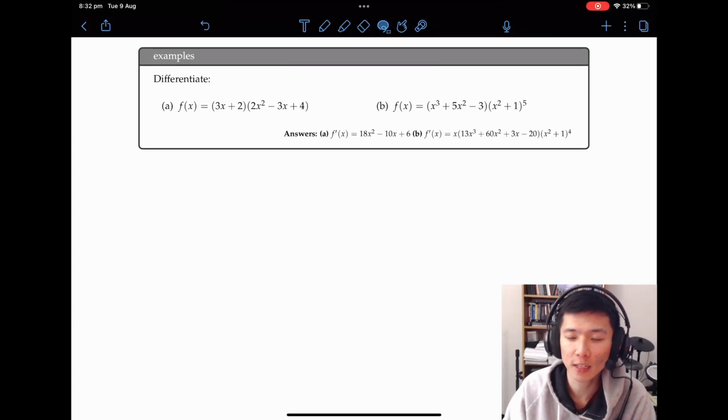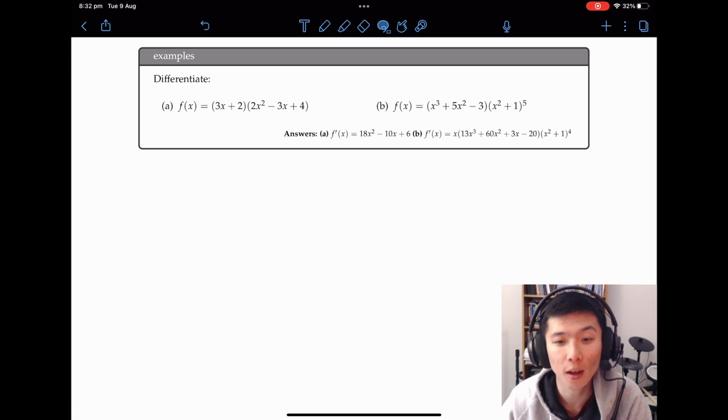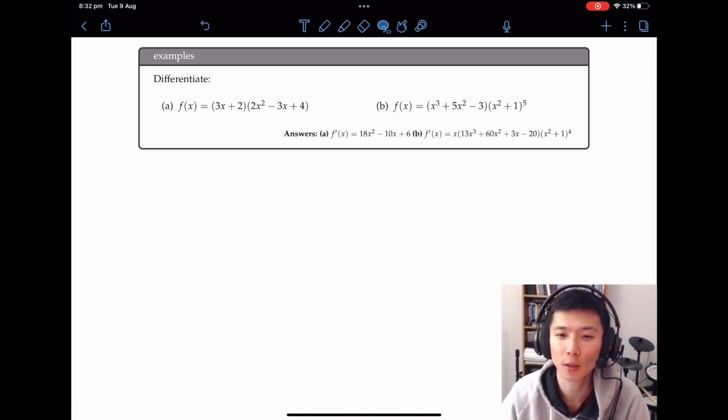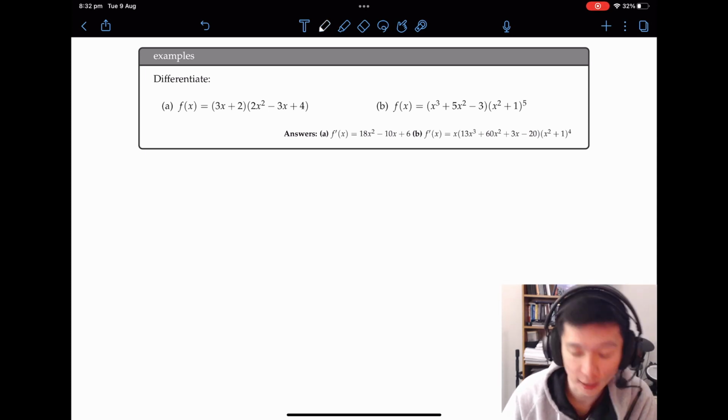Hi Year 11, in today's video I'm going to recap the product rule. I will be doing some questions from page 19 of your booklets, so please follow along. Let's begin with the first question, part A.